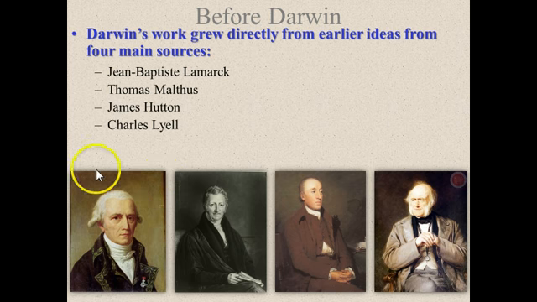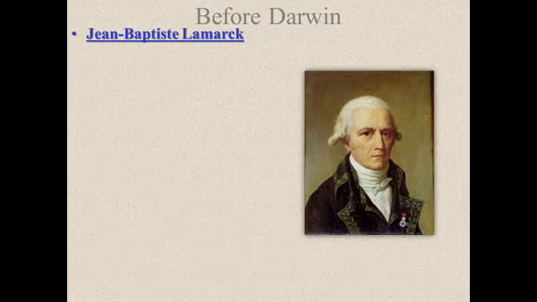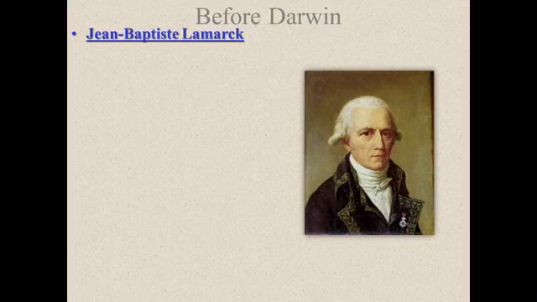Lamarck was also a naturalist like Darwin. Malthus was an economist, and Hutton and Lyell were both geologists. And so the work of these four gentlemen is what had a direct influence on Darwin's ideas. Okay, we're going to take these guys one at a time, our gallery of old dead white guys. And so the first one is Jean-Baptiste Lamarck.